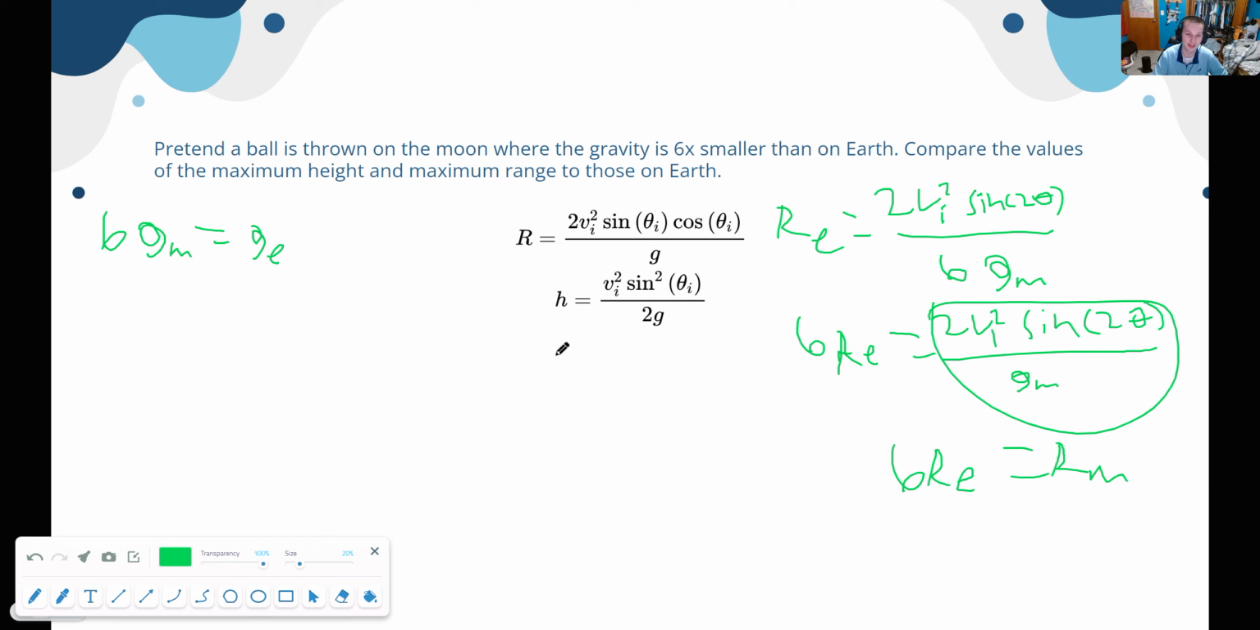And it turns out that it is also the case for the maximum height. You can use the same sort of process, right? You know what g is, you plug it in, and you'll recognize that, hey, this whole thing is something with the range on the moon, and you'll get 6 h sub e is equal to h sub m. So both of them, the maximum height is going to be 6 times greater, and the maximum range is going to be 6 times greater.